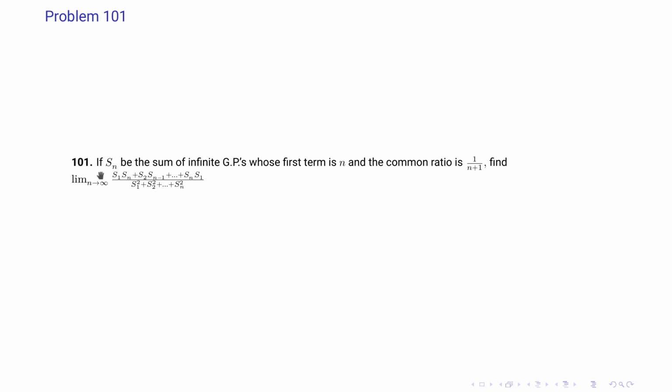Problem 101 says that if Sn be the sum of infinite GPs whose first term is n and the common ratio is 1 by n plus 1, find the limit as n tends to infinity of S1 Sn plus S2 S(n minus 1) and so on up to Sn S1, divided by S1 square plus S2 square up to Sn square.